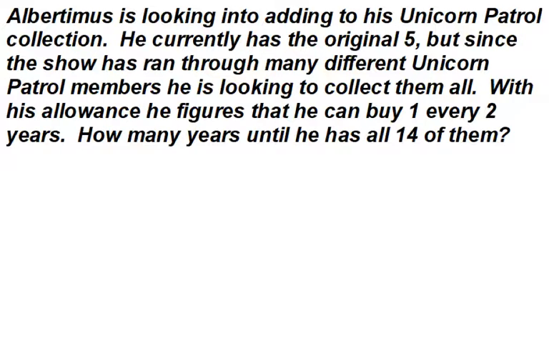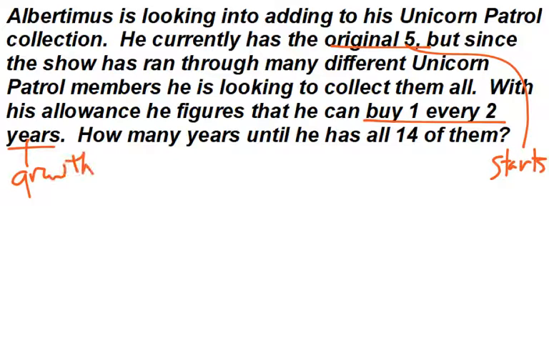So again, what do we know? We know he's got 5 of them already, so he's starting with 5. Do we know how it's changing, how it's growing? Well, he can buy one every 2 years. So that's how it's growing. Do we know where we want to be? Yeah, our goal or our end result is to be at 14. Now, what don't we know? We don't know how many years it's going to take him. We'll call that Y for years.